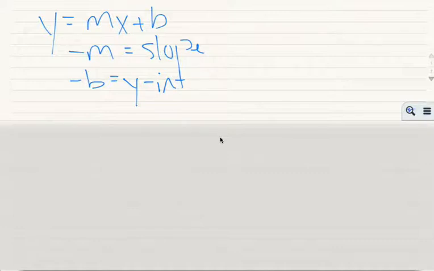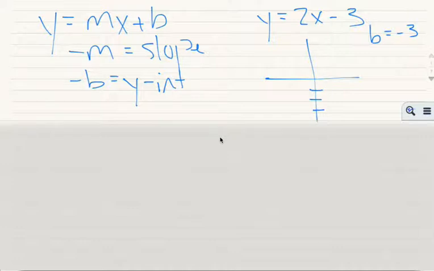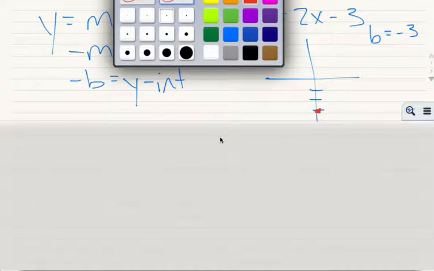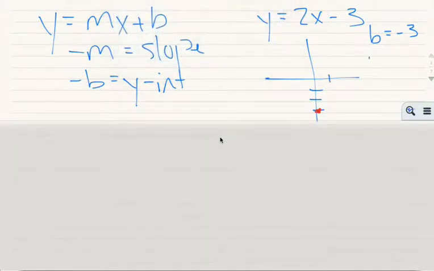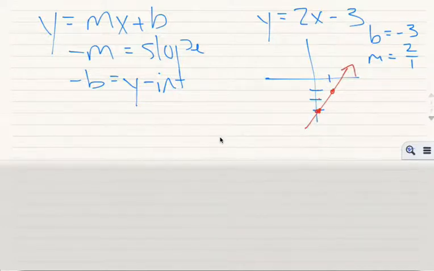When you graph something like y is equal to 2x minus 3, you've got b equal to negative 3. So we anchor it at negative 3 on the y-axis, since b is the y-intercept. With our slope being 2, m is equal to 2 over 1, which means we go up 2, right 1, and there's our point. Let's connect the dots. That's how we graph our line.